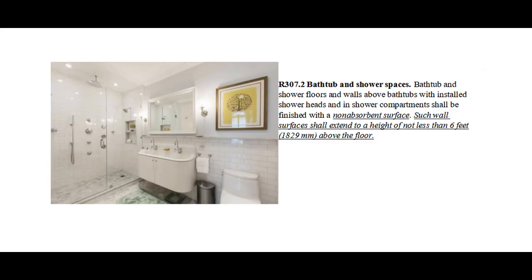R307.2 Bathtub and shower spaces. Bathtub and shower floors and walls above bathtubs with installed shower heads and in shower compartments shall be finished with a non-absorbent surface. Such wall surfaces shall extend to a height of not less than 6 feet above the floor.